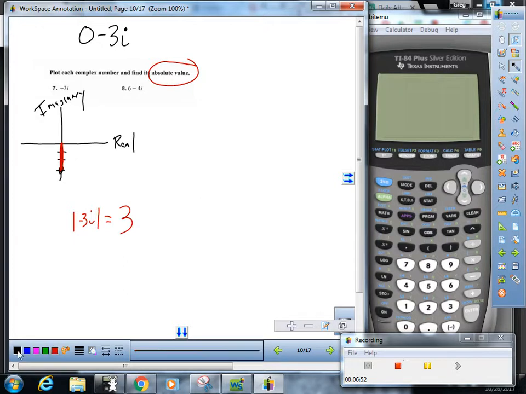Okay, so let's graph the next one. Right 6. Down 4 on the imaginary axis. This right here is 6 minus 4i plotted on the imaginary and real axis. Okay? How far is this thing from that thing? Alright, we're back to geometry for a second. How do we find the distance between this point and the origin?